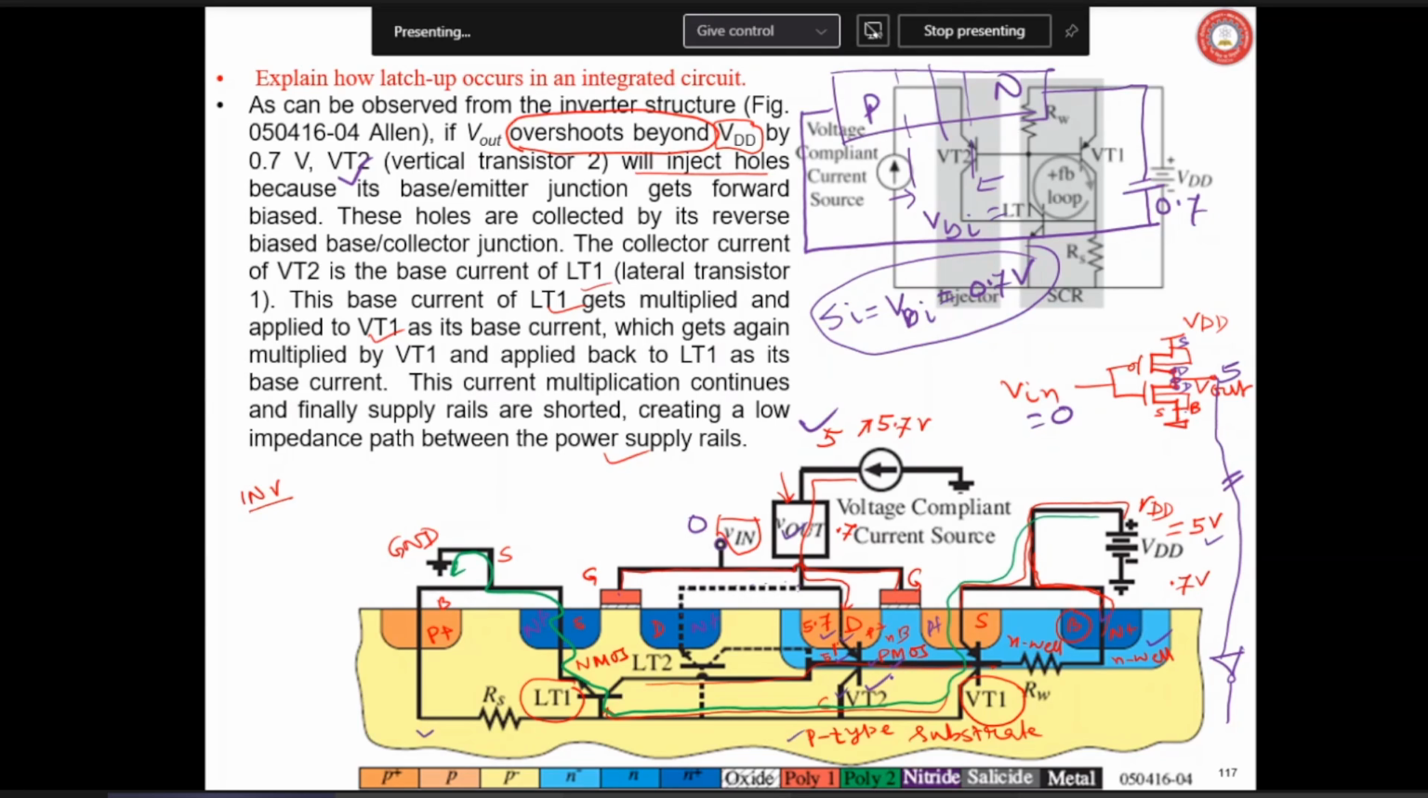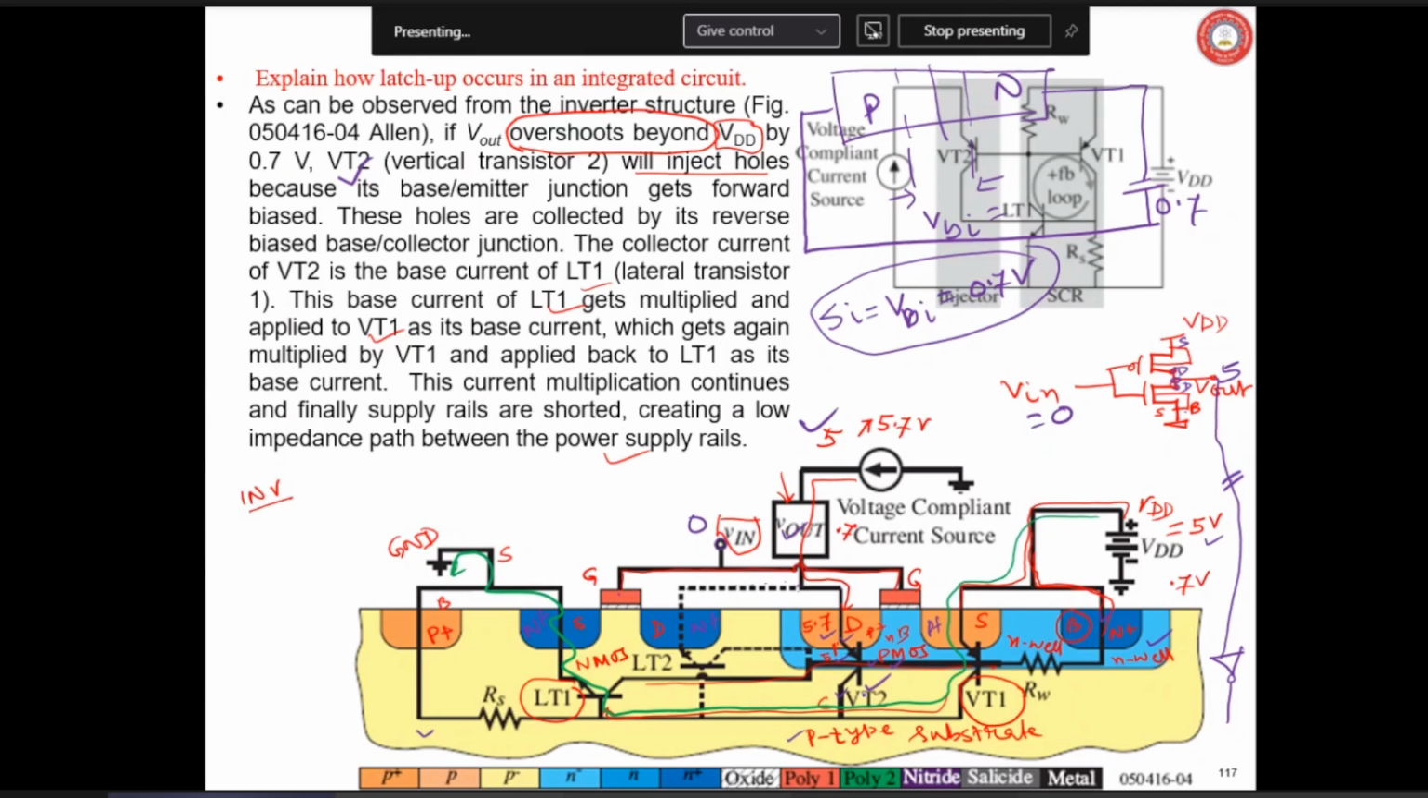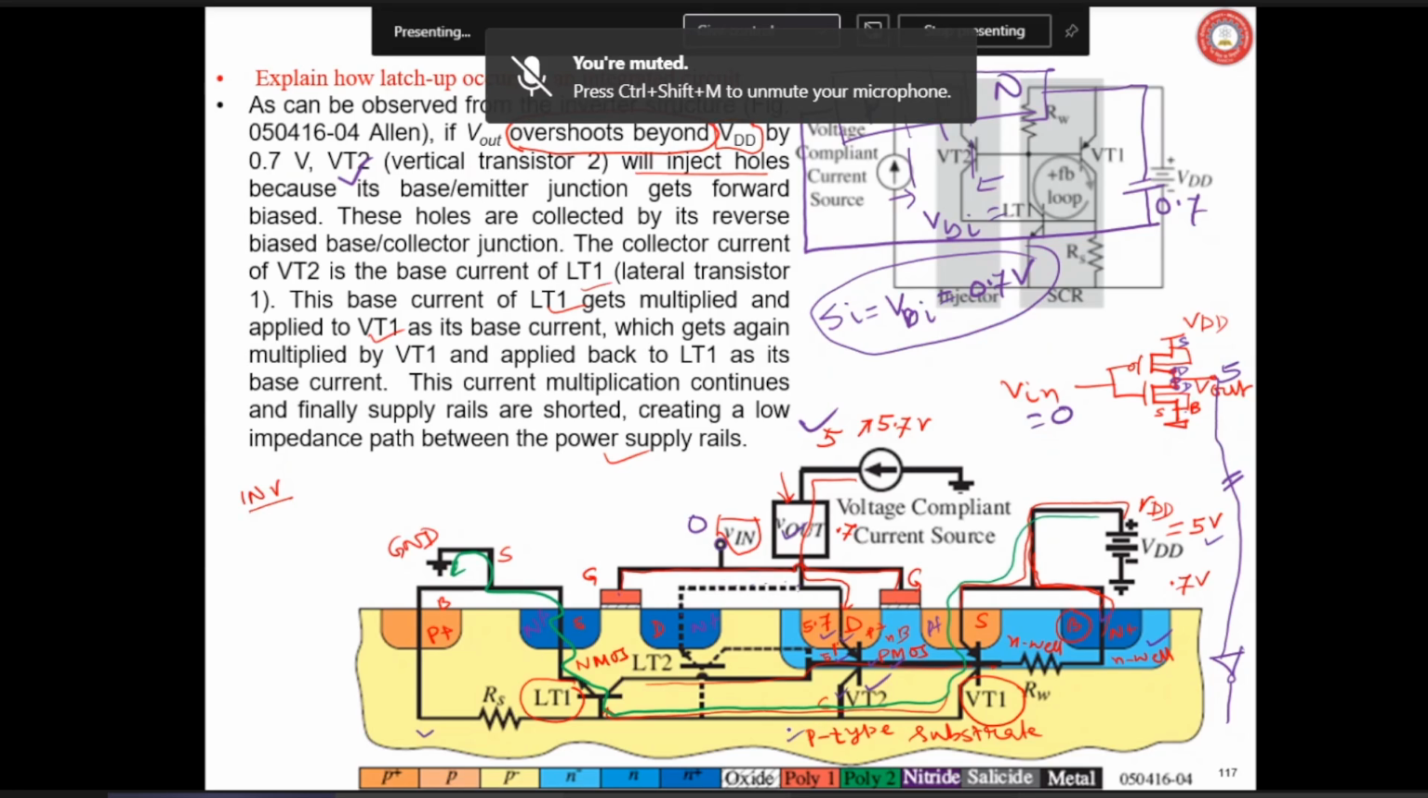Reverse biased base collector junction. Is it reverse biased? The statement is written, you should verify. Yes, sir, it is reverse biased, because the base is N type and the positive 5 volt is connected, whereas the collector is P type, which is grounded. So it is reverse biased.